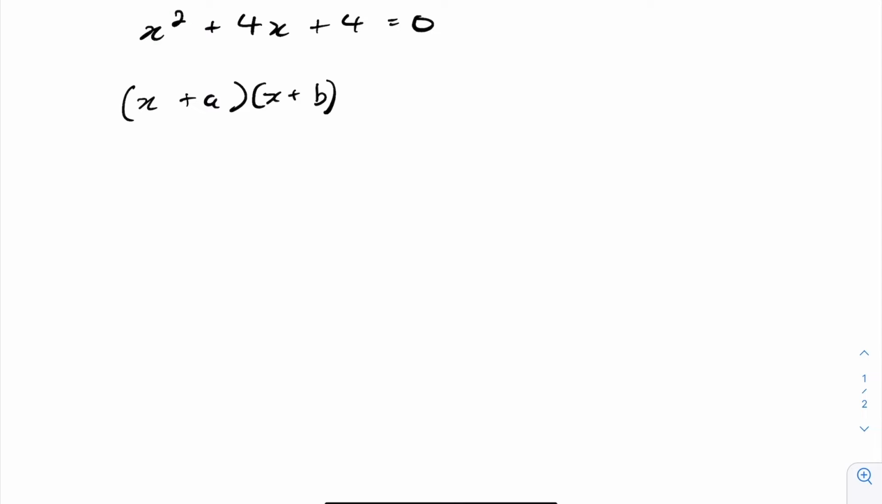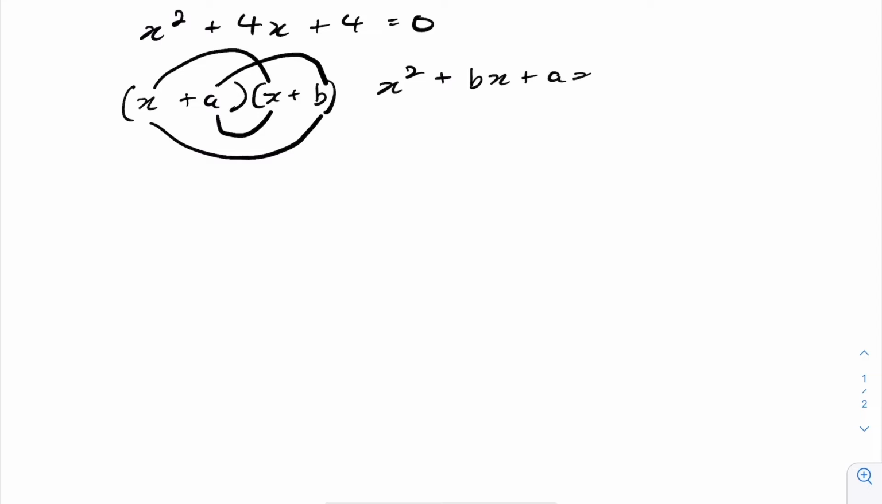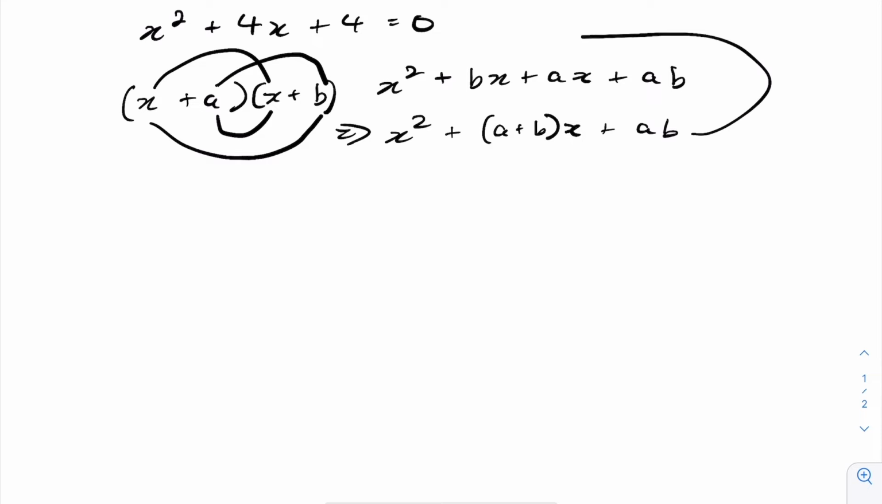Well, the way we actually expand quadratics, as I may have mentioned earlier, is you multiply these two, then multiply these two, then multiply these two, and then multiply these two. So essentially, if we were to do that here, it would become x squared plus bx plus ax plus ab, which would be simplified to become x squared plus (a plus b)x plus ab. And this is supposed to be equal to this. So we can see that the coefficient of x in this case over here is 4. But here it's a plus b. So we can say a plus b is equal to 4.